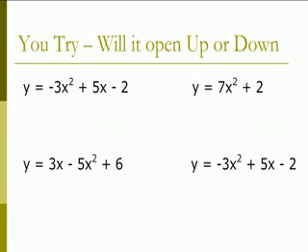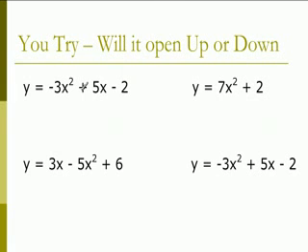Now let's try these without looking at a graph. The first one is y equals negative 3x squared plus 5x minus 2. The next one is y equals 7x squared plus 2. Y equals 3x minus 5x squared plus 6. Y equals negative 3x squared plus 5x plus 2. We're going to do the first one together, and then I want you to press pause and finish the last three to see if you're correct.